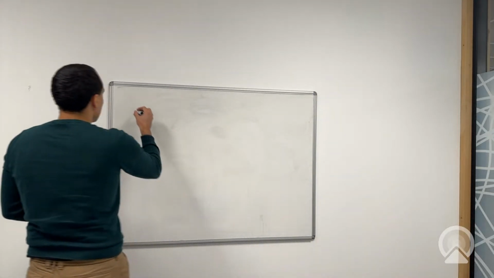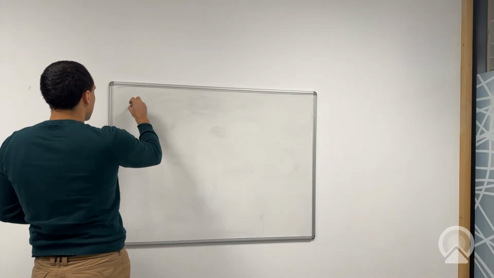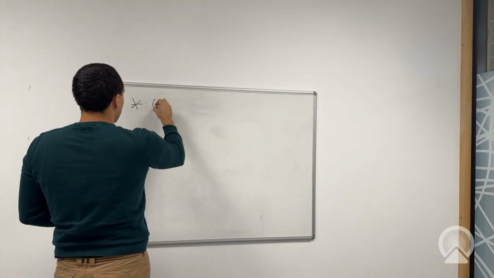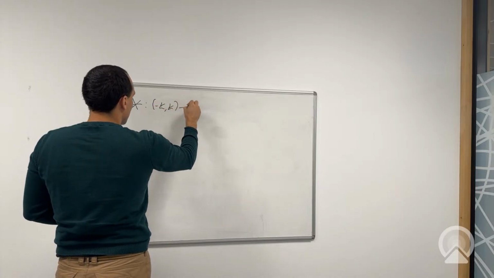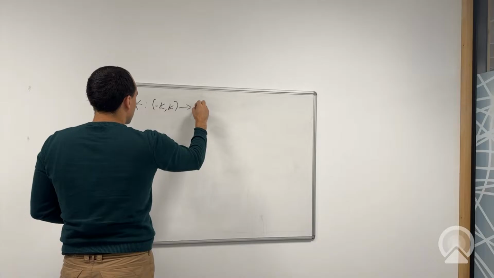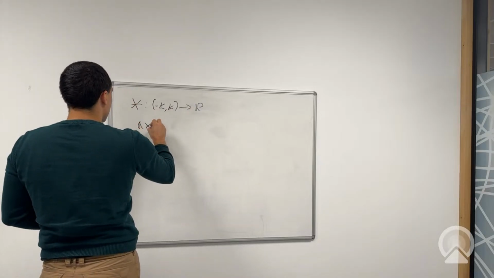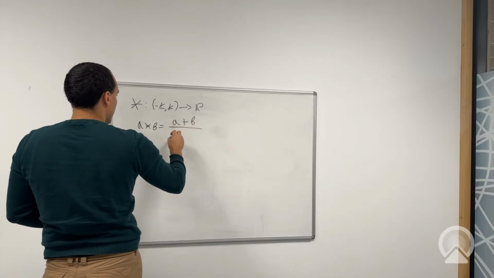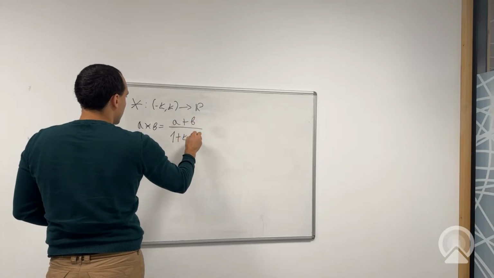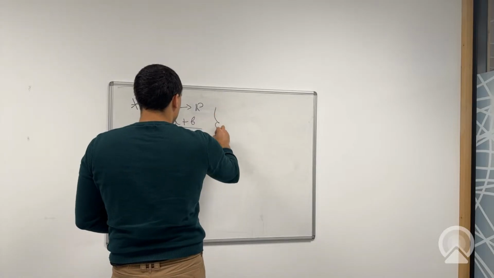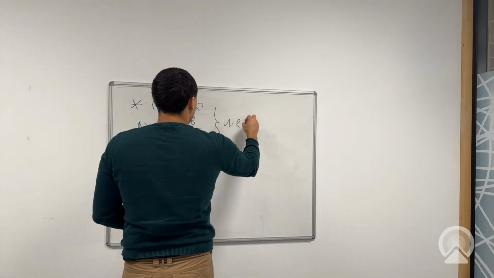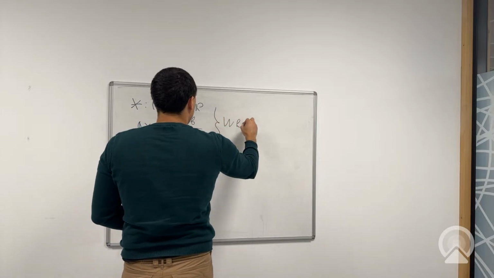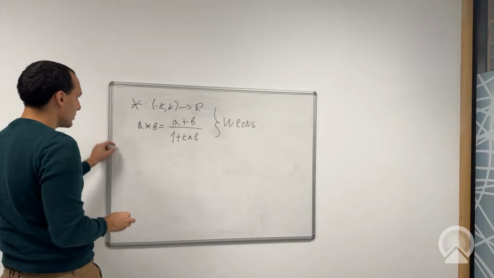What I wrote was an operation from minus k to k to R given by a star b equals a plus b over 1 plus kab. But this is wrong. And the right one is this one.